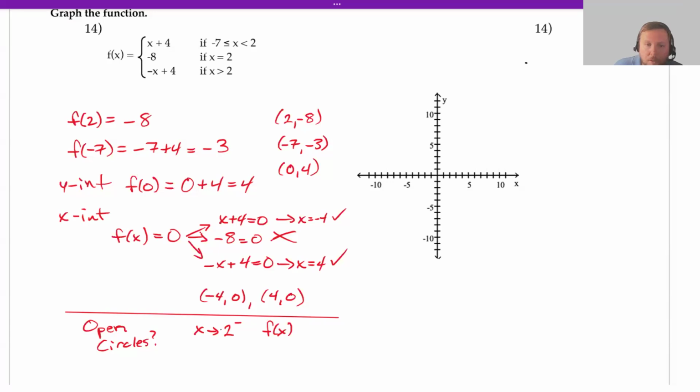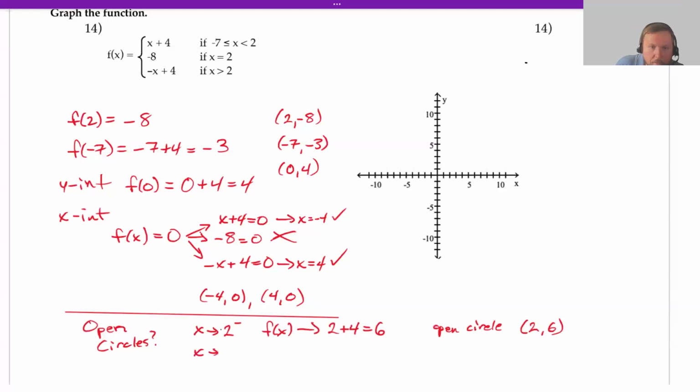But as it gets closer to 2, what's it doing? It's going to look like 2 plus 4. All I'm doing is plugging the 2 into the first piece to just see what happens. So we can see it's going to 6. So we have an open circle at (2, 6).